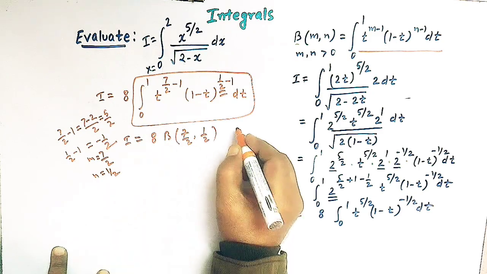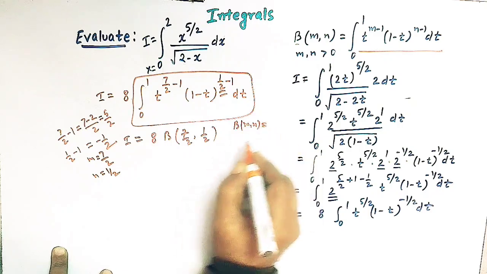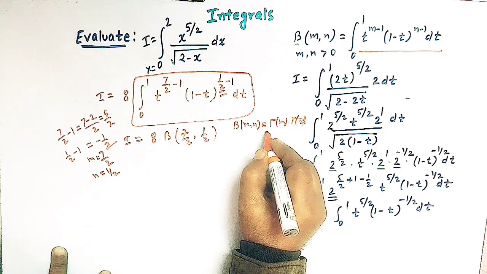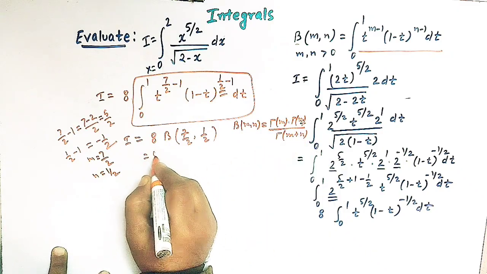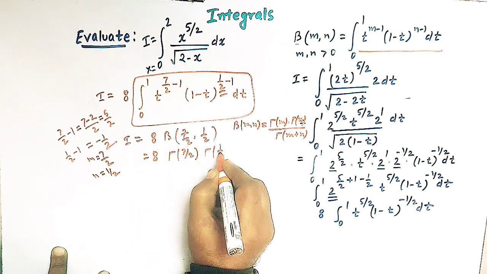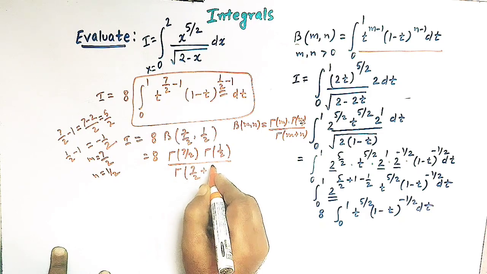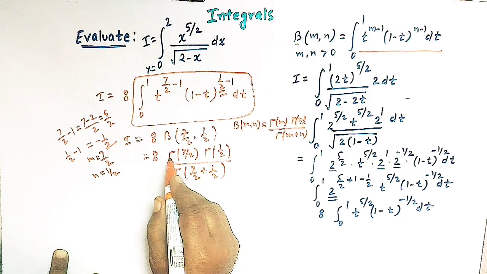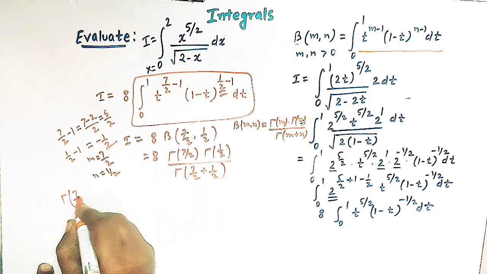between beta function and gamma function. So beta m comma n is given by gamma m times gamma n divided by gamma m plus n. So here we can now write gamma 7 over 2, then gamma half, and then we have gamma 7 over 2 plus half, right? Okay, so now let us find out the value of gamma 7 over 2.